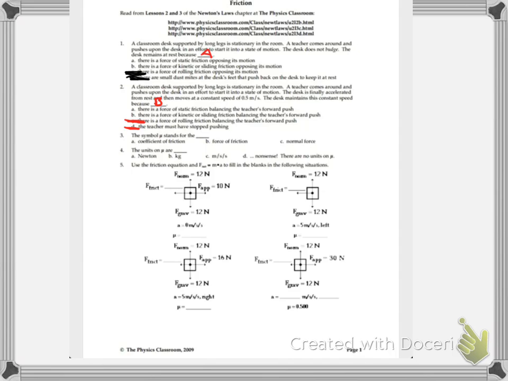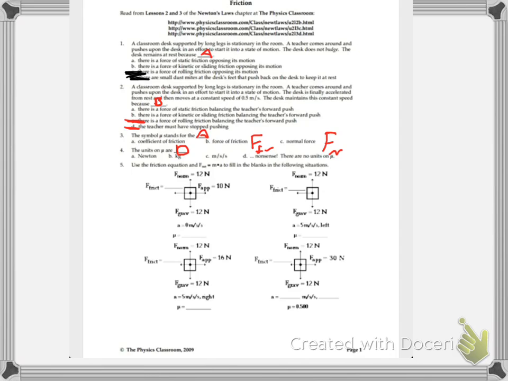So moving down to number 3. That little u, that mu, stands for the coefficient of friction. That is A. Force of friction, remember, is F sub r, and normal force is F sub n. The units of mu are not newtons, because that's force. It is not kilograms, because that is mass. It is not meters per second, because that's acceleration. The units of mu are actually unitless. There are none. So D is the answer for number 4.